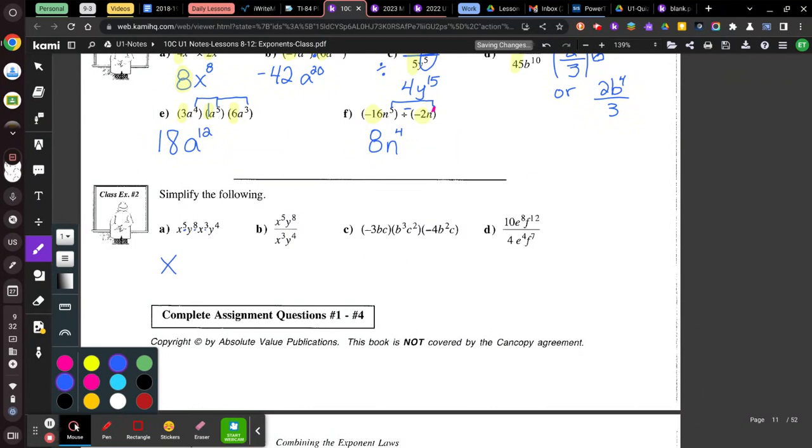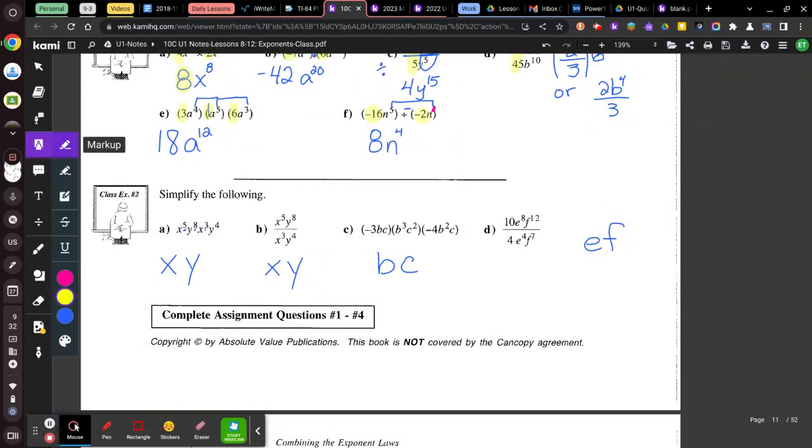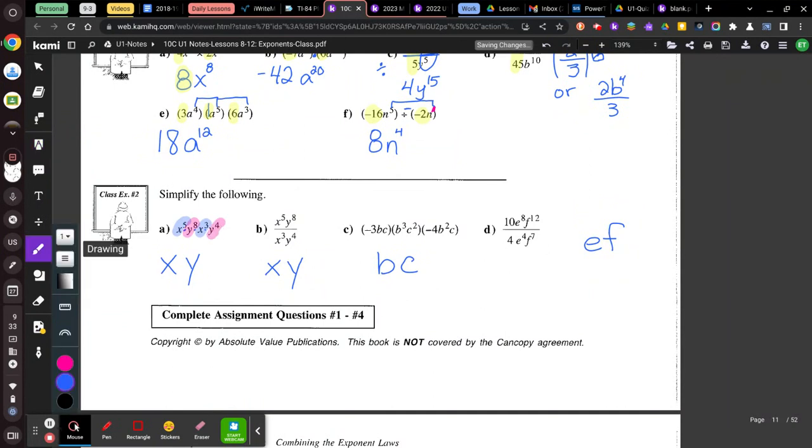So I've got the variable x and the variable y. Same as over here, I've got the variable x and the variable y. Over here, I've got the variables b and c. Over here, I've got e and f. All right, I've written all my variables. Now I'm going to take a look at the exponents on my first one. I have to match the x's together. So we're going to match these letter x's, and then you're going to match the letter y. So we're going to have x to the exponent 8 and y exponent 12.